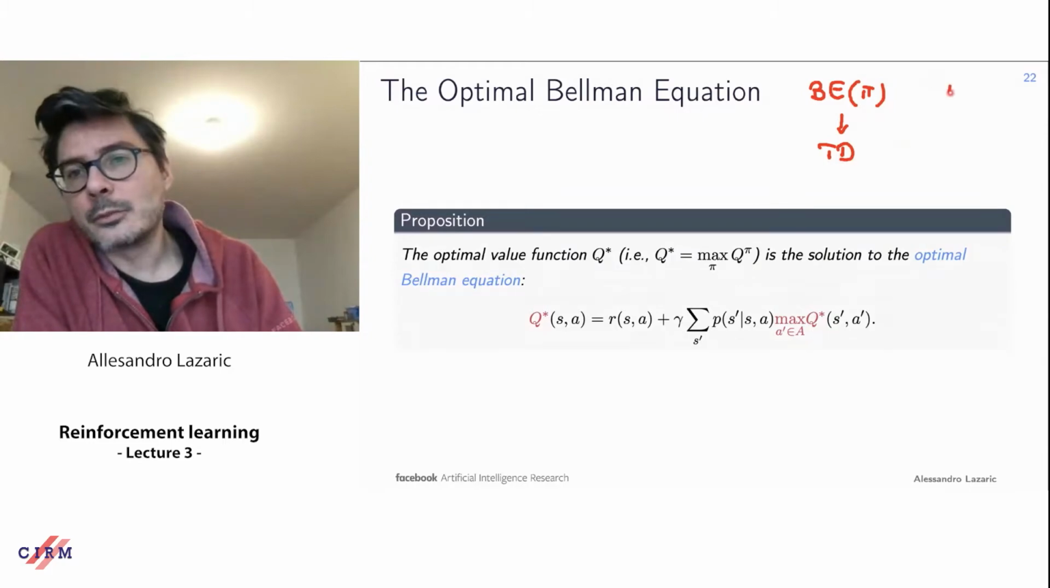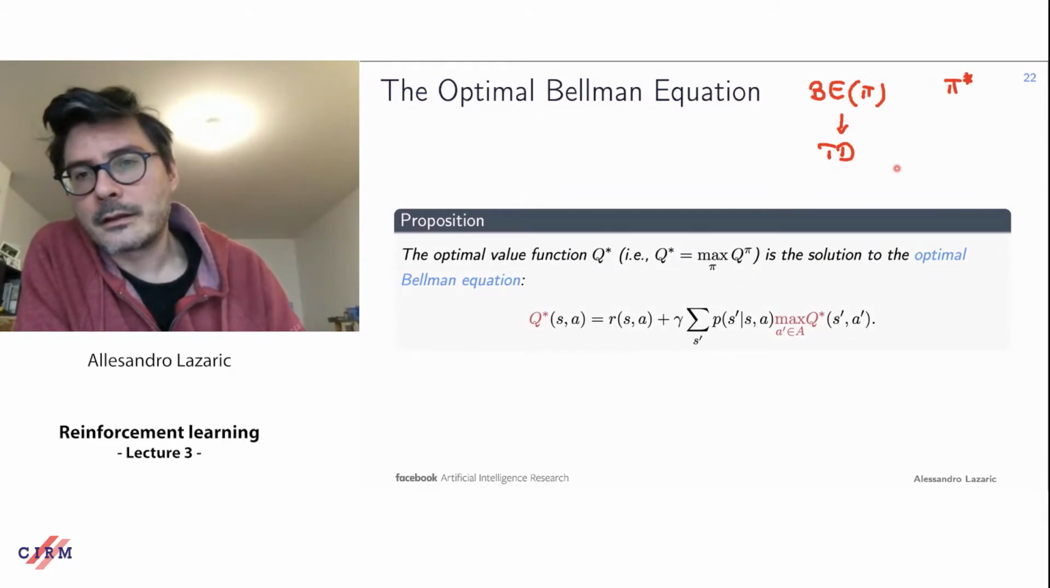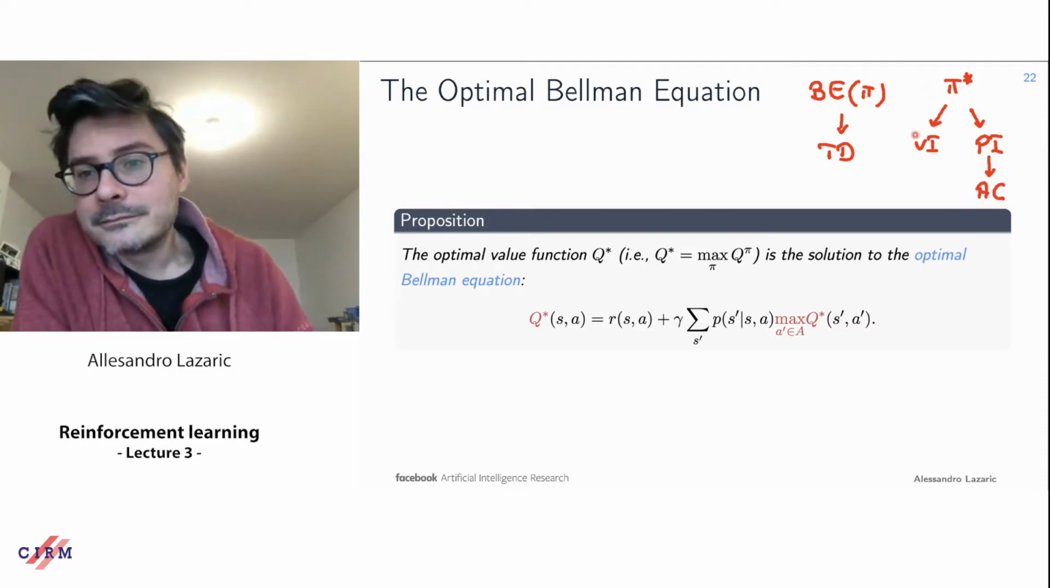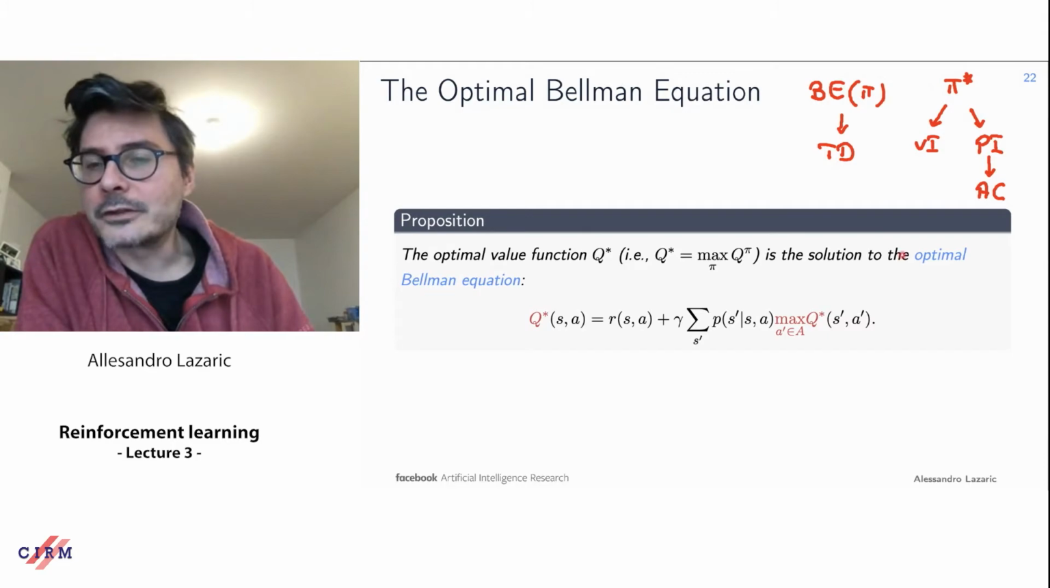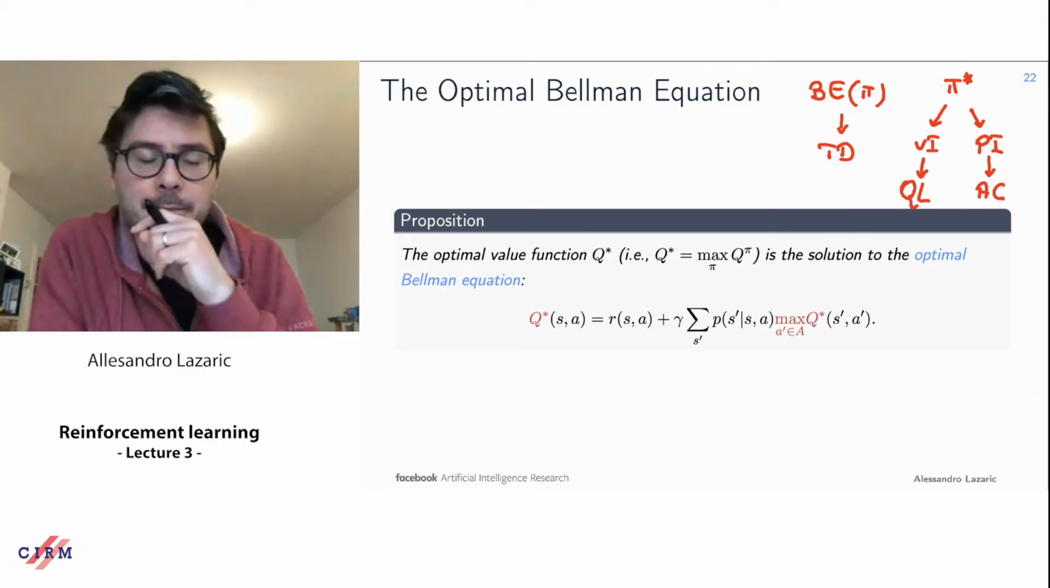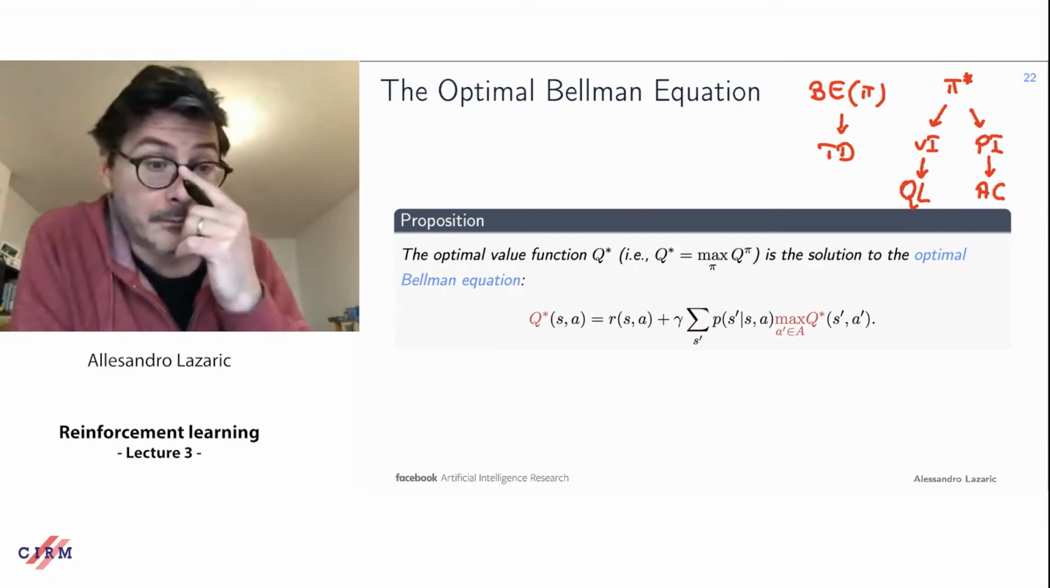And then to compute the optimal policy, we have either value iteration and policy iteration. Policy iteration ideas, we use them to derive actor critic. Well, let's be greedy and let's try to exploit value iteration concepts to derive Q-learning, which is another algorithm to compute optimal policies, to learn optimal policies.